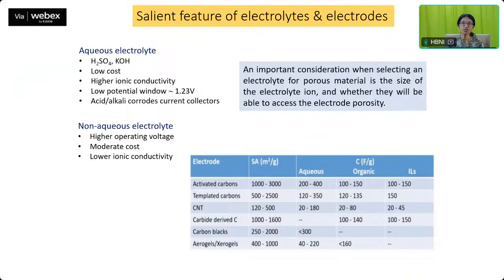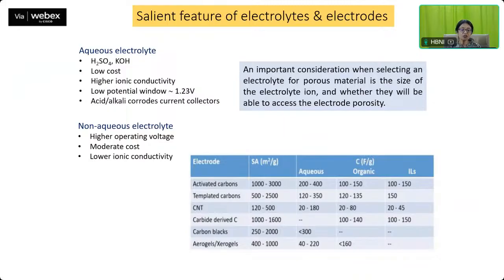These are generally low cost. They have higher ionic conductivity. They have a low potential window of around 1.23 volts. And the problem is that the acid or alkali corrodes the current collectors. So an important consideration when selecting an electrolyte for porous material is the size of the electrolyte ion and whether they will be able to access the electrode porosity. You also have to understand whether the ions are going to be able to pass through the pores in the electrode surface.